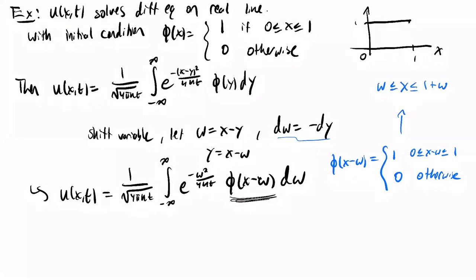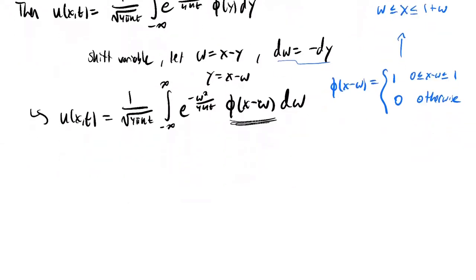right? And so what this says is that this function is equal to 1 if x is between w and 1 plus w, and then it's equal to 0 otherwise. And so this will help. This will tell us what the bounds for the integral should become. Right, so now let's continue evaluating this.